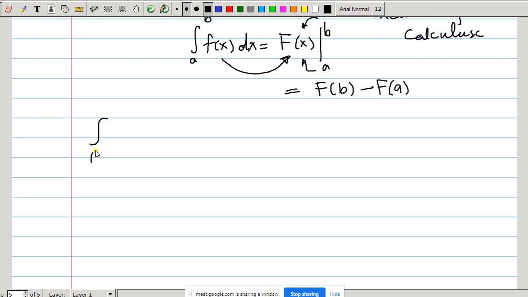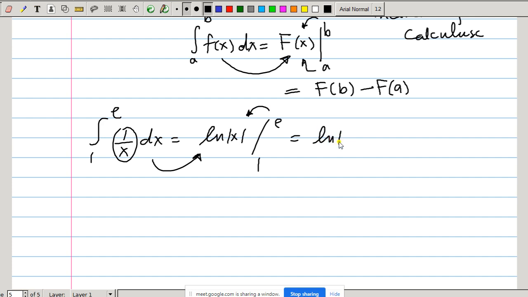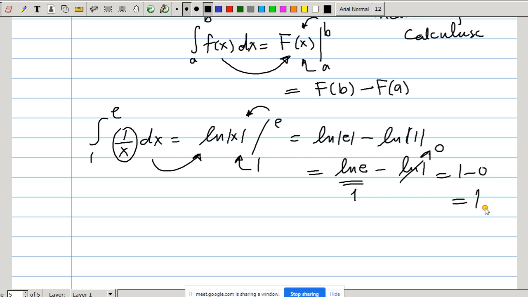For example, if they give you from 1 to e 1 over x dx, I know that the answer to 1 over x is natural log of x, but because limits are given, I have to use the limits. So I will put e first, which is log of e, minus I will put 1, that is log of 1. Log of 1 is 0 and log of e is 1. So your answer is 1 minus 0, which is 1. So this is the fundamental theorem of calculus. That is your 5.6.